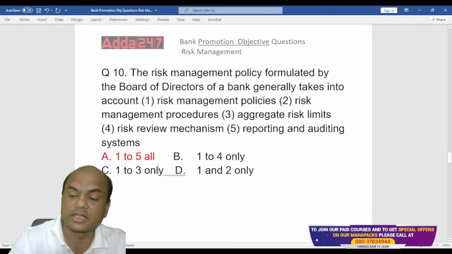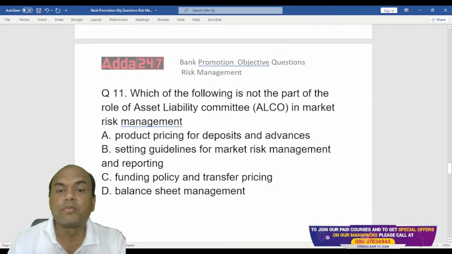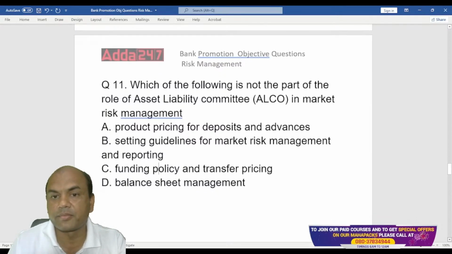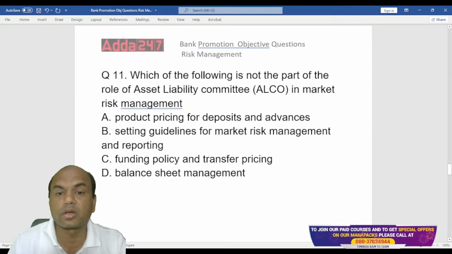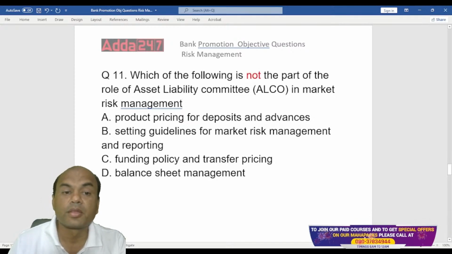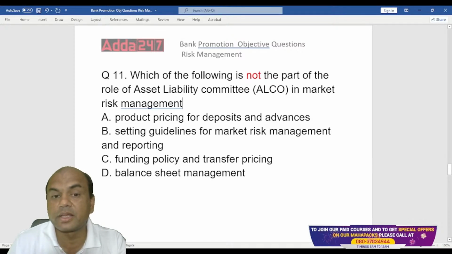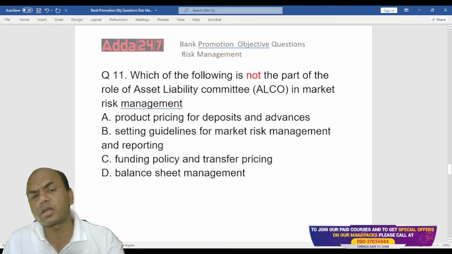Okay. Next one and last one for today. Which of the following is not a part of the role of the Asset Liability Committee, ALCO, in market risk management? So which of them is not a part of ALCO? We want not a part. Who is not a part of ALCO committee? Who means it's not a human being, it's a product. Product pricing of deposits and advances, setting guidelines for market risk management and reporting, funding policy and transfer pricing, and balance sheet management. So which of them is not a part of ALCO?